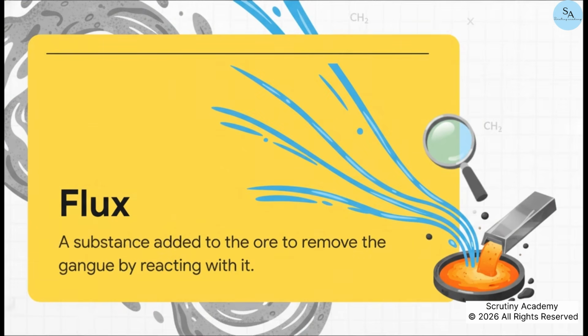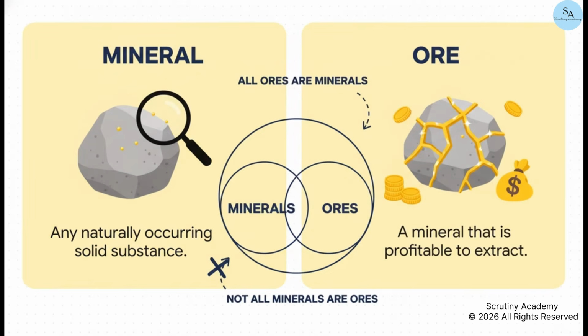Okay, so how do we get rid of that gangue? We add something called a flux. You can think of a flux as a chemical cleaner. It reacts with all that junk, turning it into a lightweight, melty waste that we can just skim right off the top. Easy.